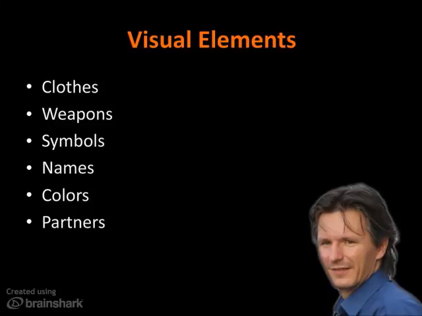When the body shape is decided, the character should be illustrated with different visual items like clothes, weapons, symbols, colors, and partners. They all can reflect the nature of the character.